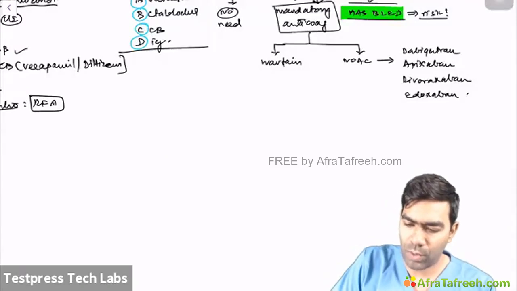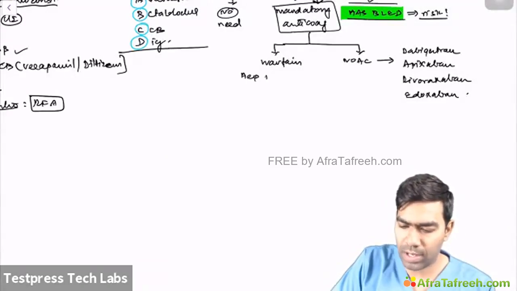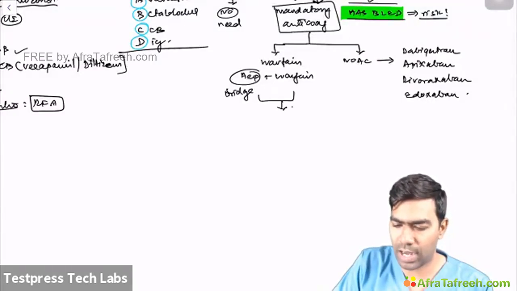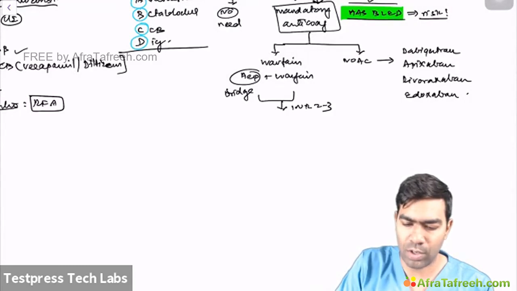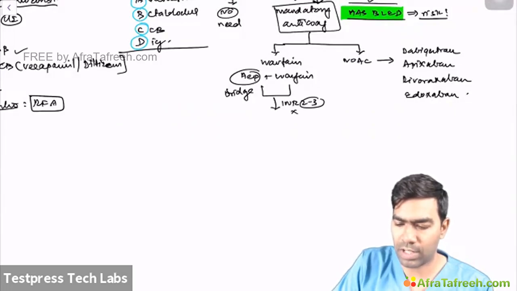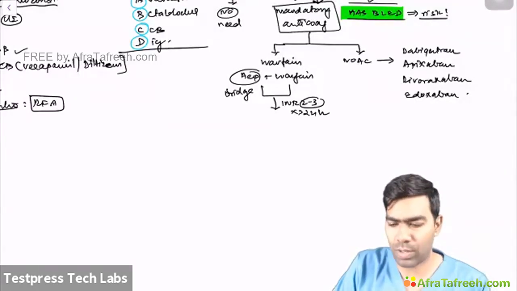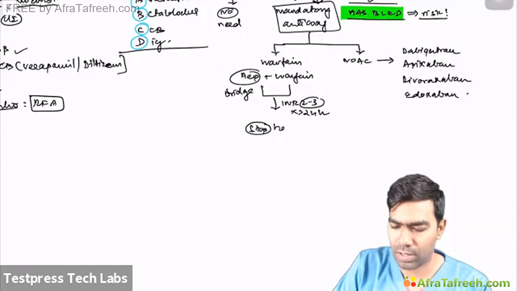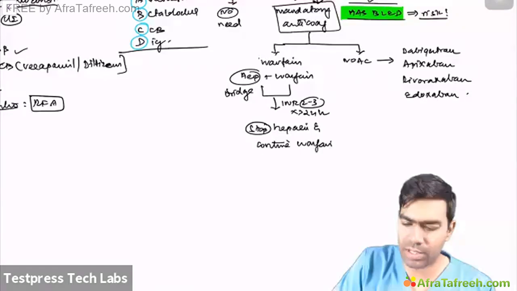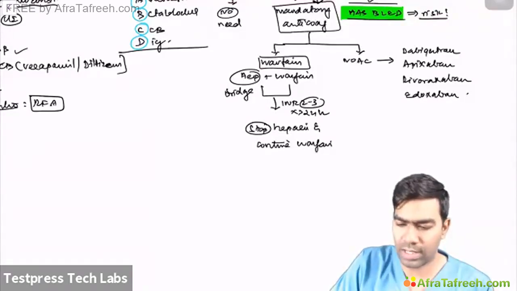With warfarin, one problem is you have to start with heparin and then start warfarin, which means you have to bridge both together. You have to wait till the INR becomes 2 to 3 and is stable for at least 24 hours. Then you can stop heparin and continue with warfarin. As far as AF treatment is concerned, NOACs don't need any bridging.